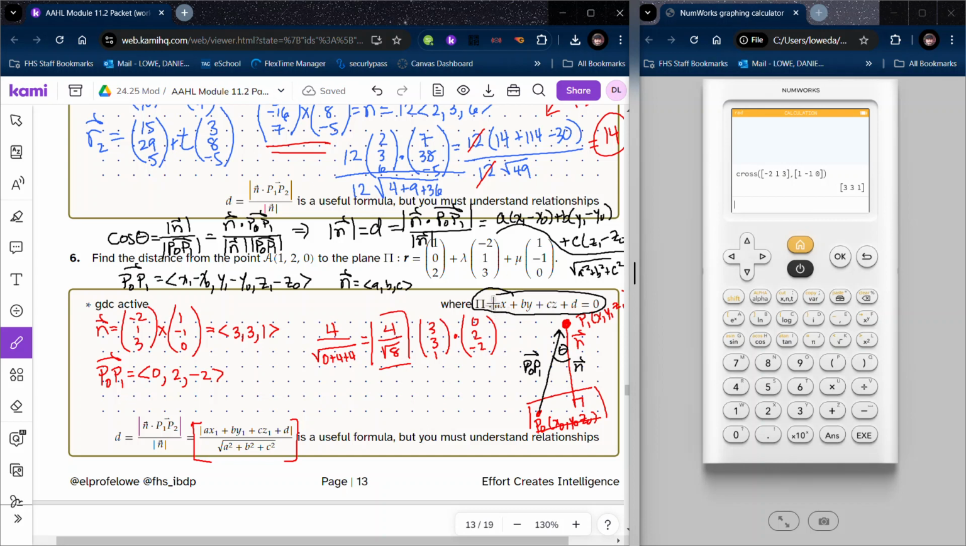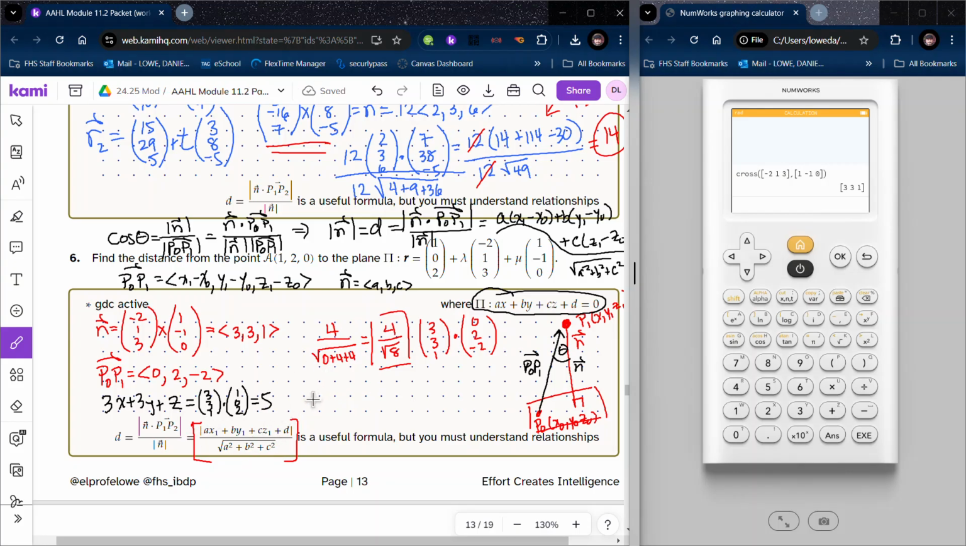Then, what about this formula? Well, let's check out that formula. What's happening in that formula? I have a times x1, b times y1, c times z1 plus d. Well, what's the Cartesian equation for my plane? The Cartesian equation for my plane is 3x plus 3y plus z is equal to 3, 3, 1 dotted with a point in the plane, 1, 0, 2, which happens to be equal to 5.